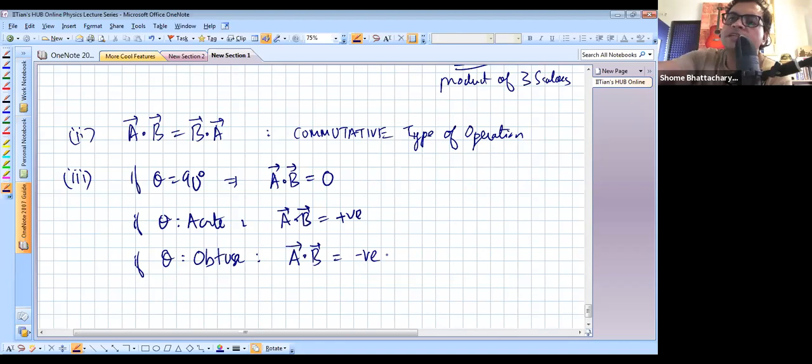A commutative operation is of this type: for example, addition is commutative because A plus B is equal to B plus A. 2 plus 3 is equal to 3 plus 2. So addition is commutative. But subtraction is not commutative. A minus B is not equal to B minus A. 5 minus 2 is not equal to 2 minus 5. So that is a non-commutative operation. A commutative operation is one where if you interchange the two variables that you are operating, it makes no difference to the result.